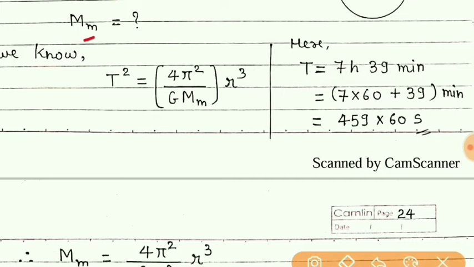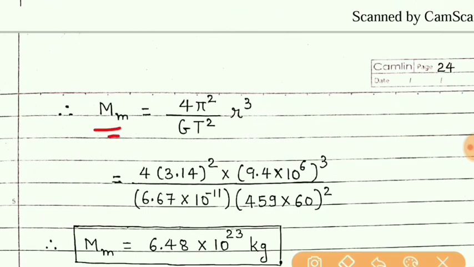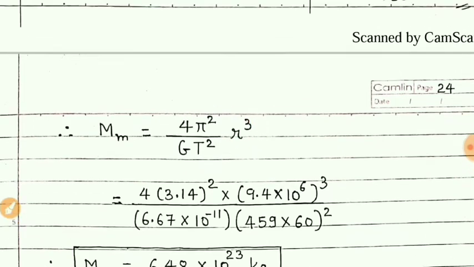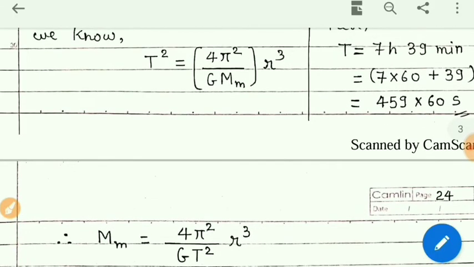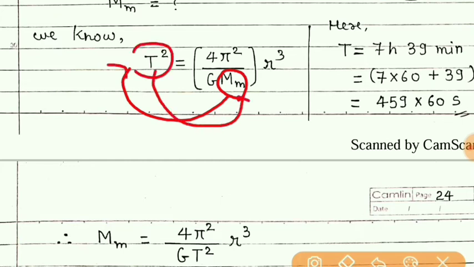We have to find here mass of the Mars. So now what we will do? We will just make the subject this mass of the Mars in this equation. So making this subject, we will get 4 pi square into r cube upon G T square. Simply you have to make M the subject in this equation. So this will come here and this T square will come here.